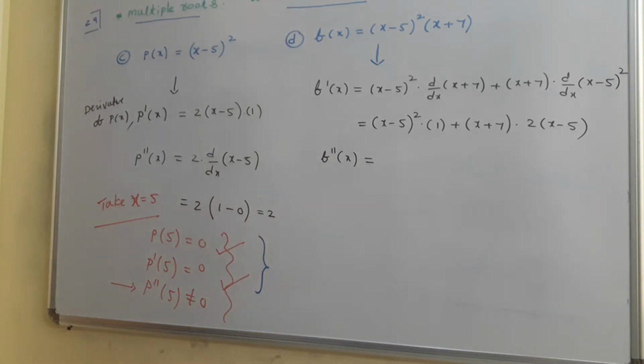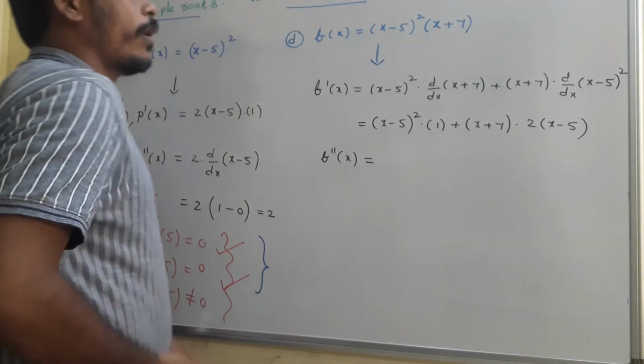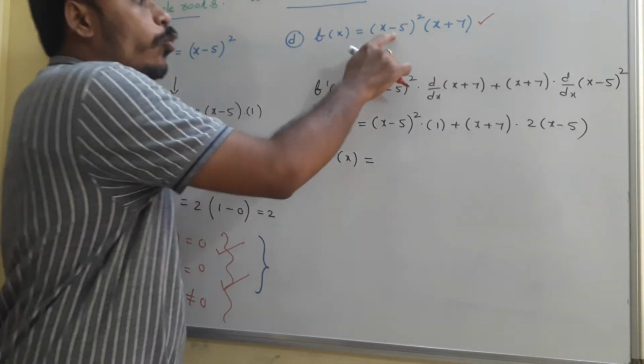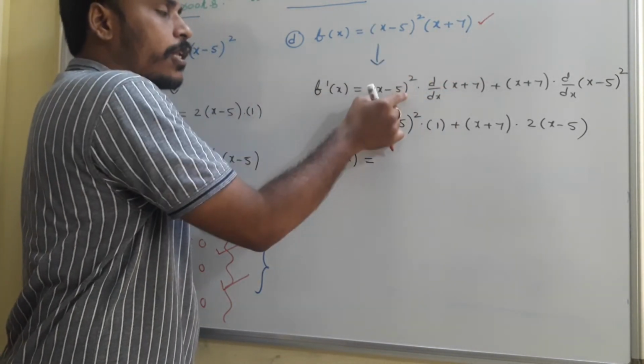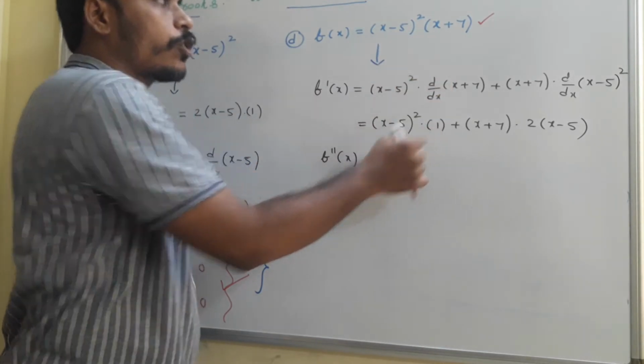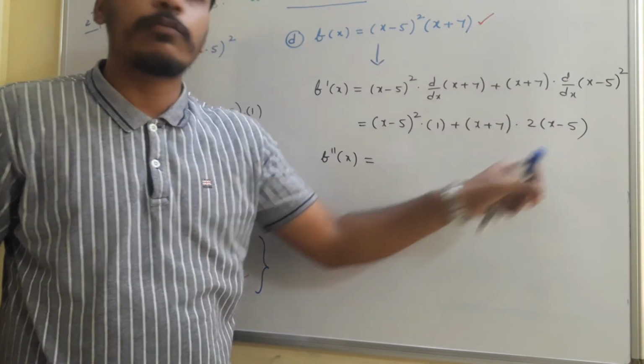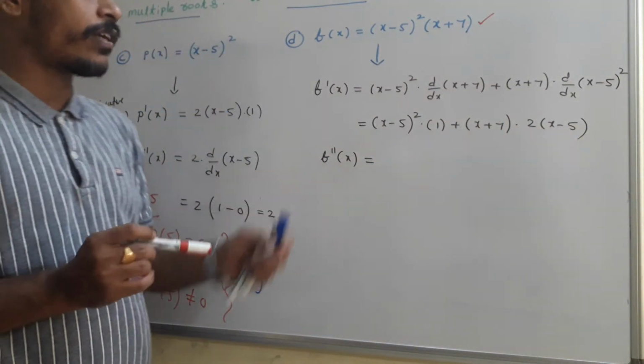Given the polynomial (x minus 5) whole square into (x plus 7), to write its derivative, treat it as u into v. First function (x minus 5) whole square into its derivative which is 1, and the second function (x plus 7) into its derivative 2 times (x minus 5). That's the first derivative.